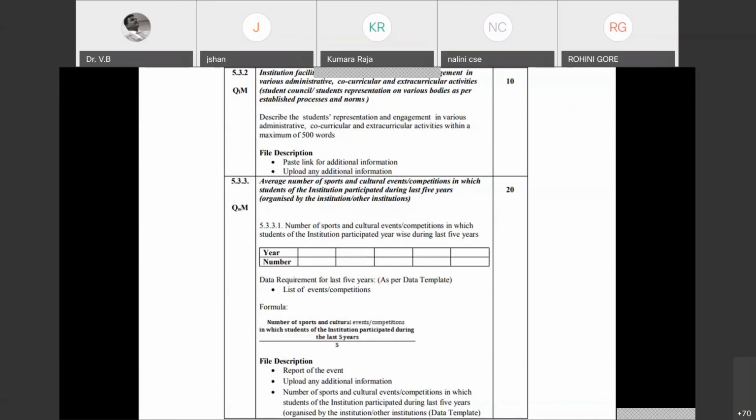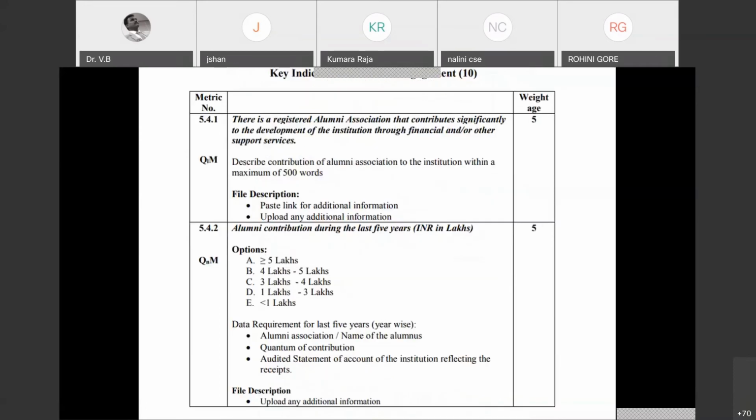And the next one is number of sports and cultural events. You can enter the exact number over here. And since it is quantitative, remember, it has to be entered in the data template. And next one is the alumni association. Whether you have an alumni association, whether it is registered. If it is a registered association, then a copy of the registration certificate would be required.